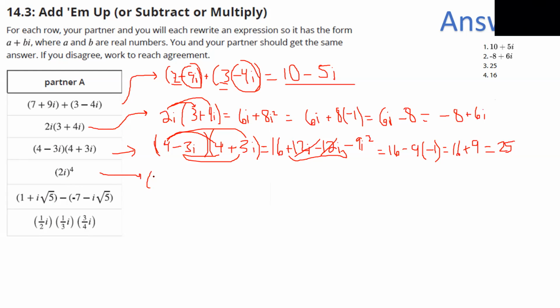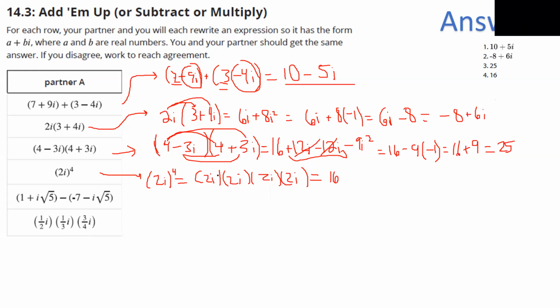So here we have 2i to the 4th power, which means anything to the 4th power means we got to do all this 4 times. So 1, 2, 3, 4. And then we're going to put 2i inside of these parentheses. 2i. So we always multiply the numbers first. 2 times 2 is 4. 4 times 2 is 8. 8 times 2 is 16.